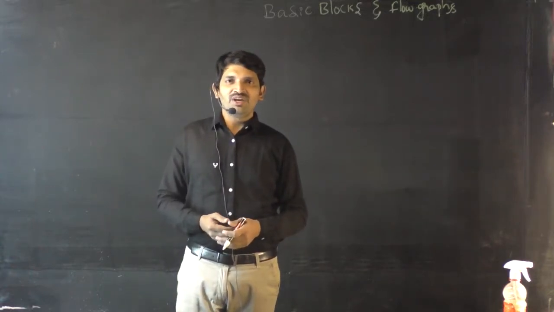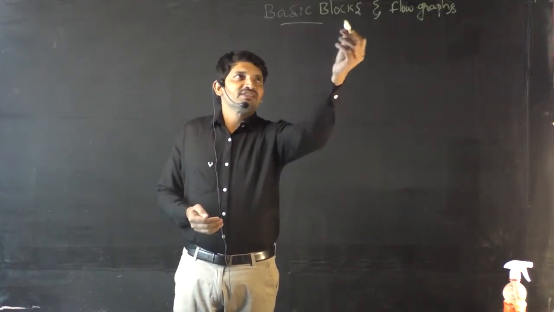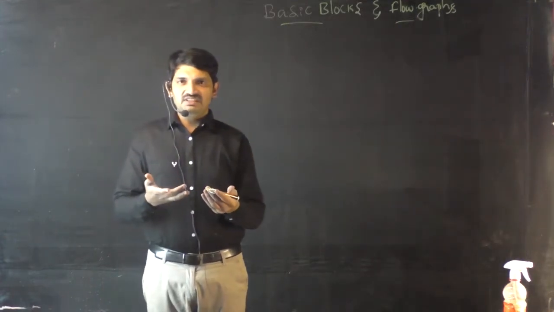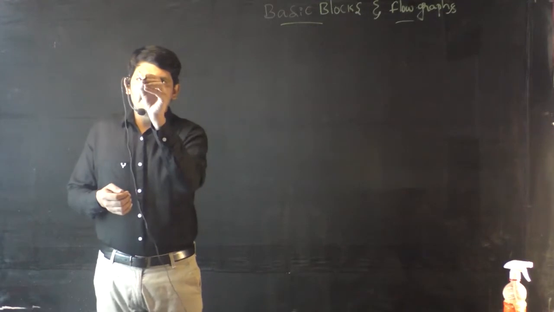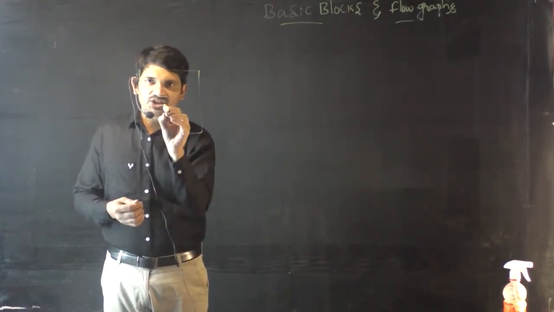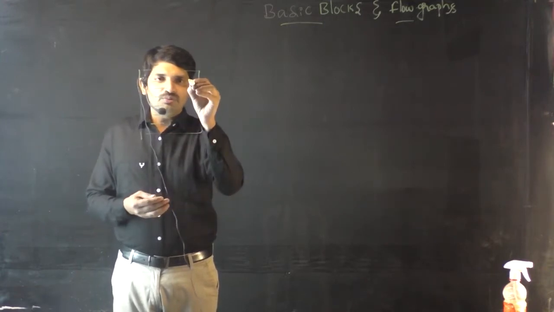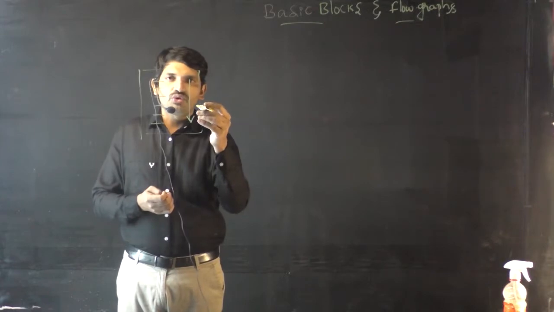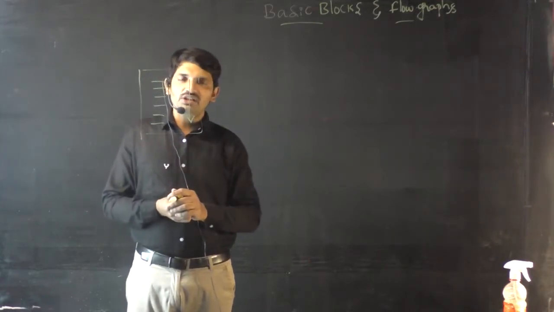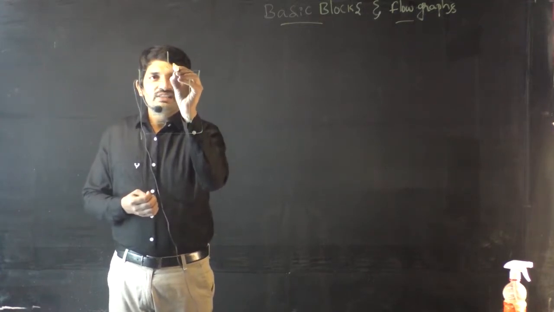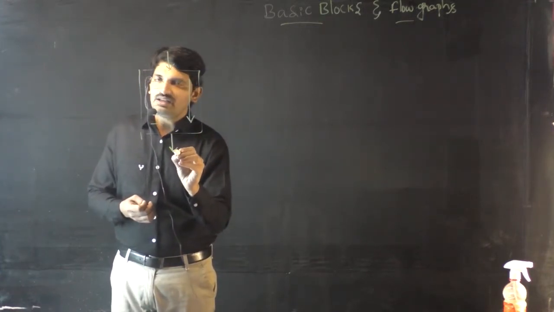In this session, we are going to deal with the basic blocks and flow graphs. Now you may have a question, what is a basic block? It is a block which consists of a set of instructions which are going to be executed in sequential order. There are no conditional or unconditional jump statements, and there must be only a single entry and a single exit.